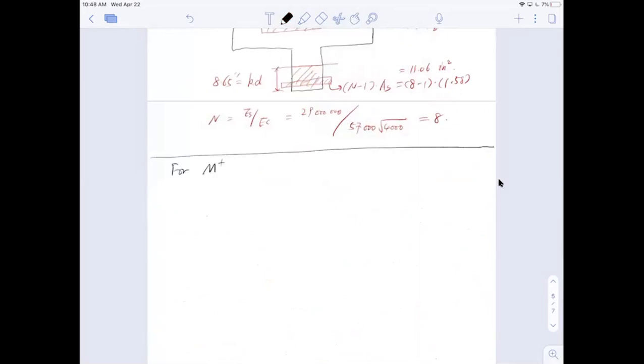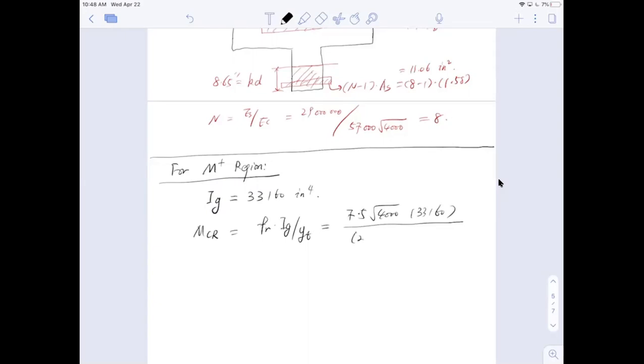For the positive moment region, what do we have? Ig equals 33,160 inches to the power of 4. The cracking moment is fr, the modulus of rupture, multiplied by Ig divided by yt, equal to 7.5 square root of 4,000 times 33,160 divided by yt, which is the distance 24.5 inches minus 7.66 inches, in case you forgot. Let me label here: this is the neutral axis, and yt is this distance right here, which is equal to h minus kd.